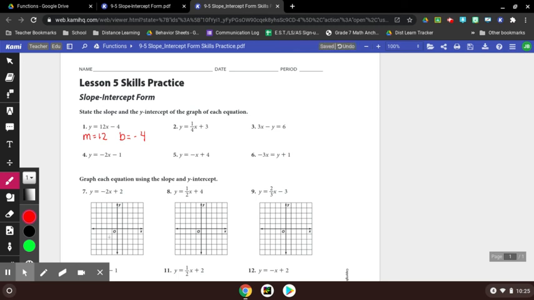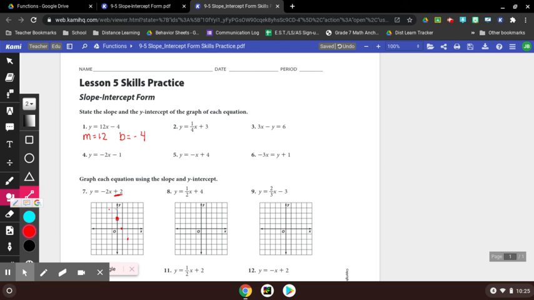Same with number 7. If you look down here, we're just graphing. So we're just going to start with the y-intercept, which is going to be at 2. And slope is negative 2, which means down 2, and then over 1. Down 2, and then over 1. And then we want to try to draw our graph.